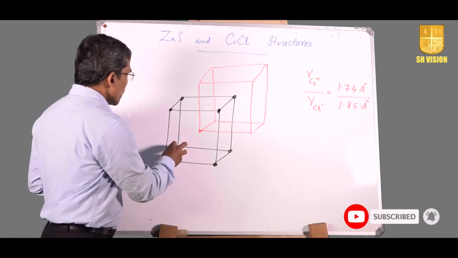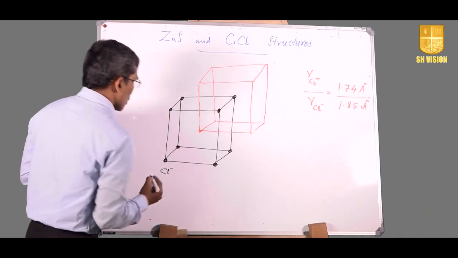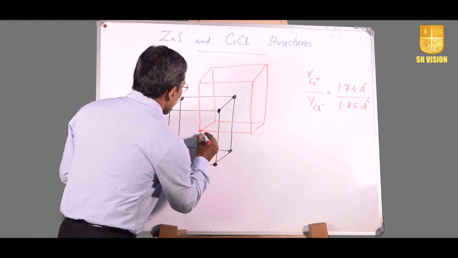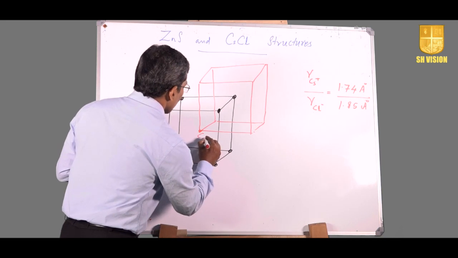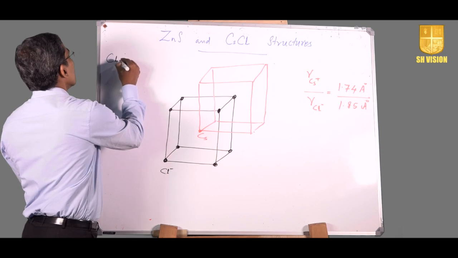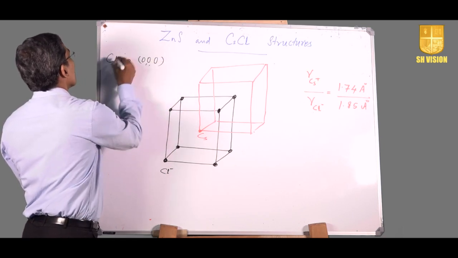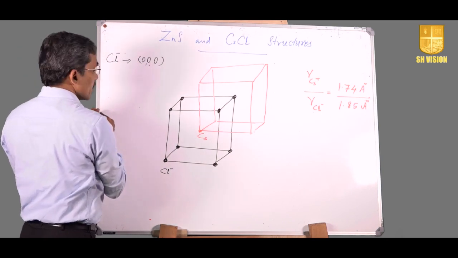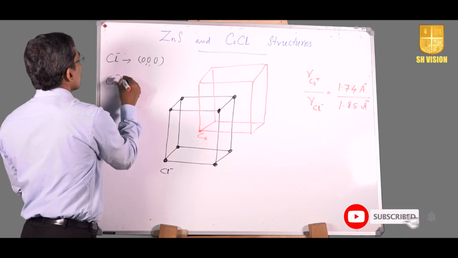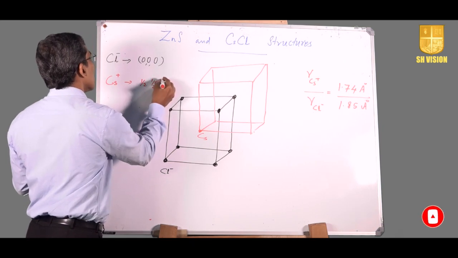So here the coordinates of chloride ions, these are all chlorine, and we can work out the coordinate of the cesium ion. So the coordinates of chloride ion is 0, 0, 0, and the coordinates of cesium ion is at half, half, half.